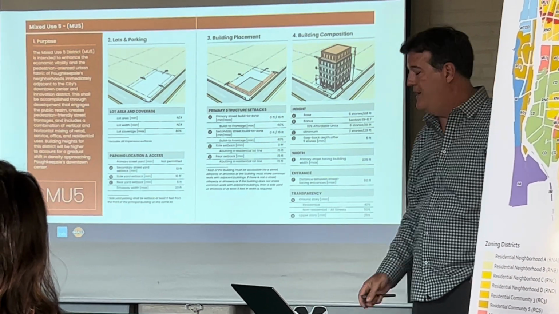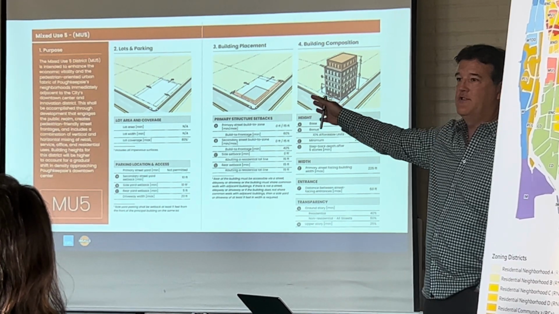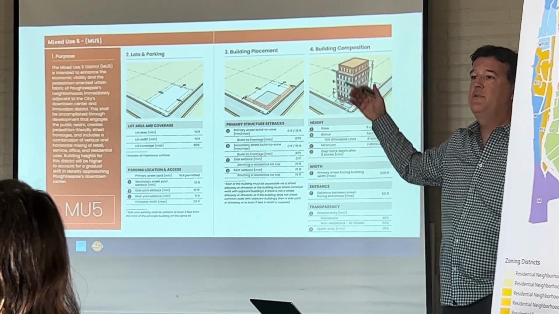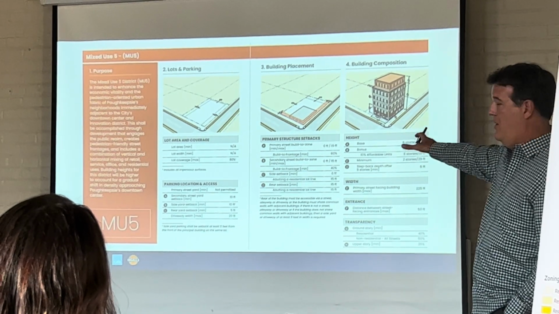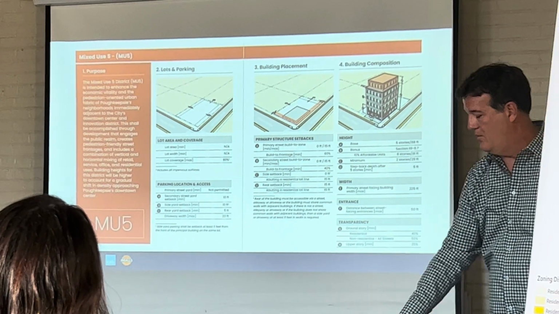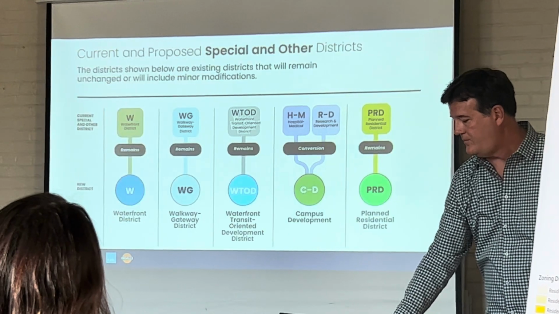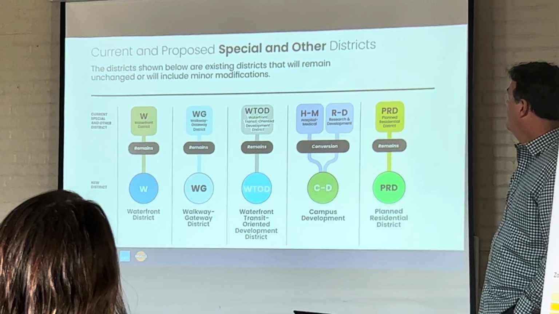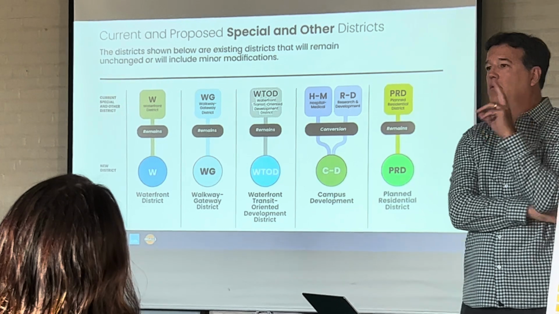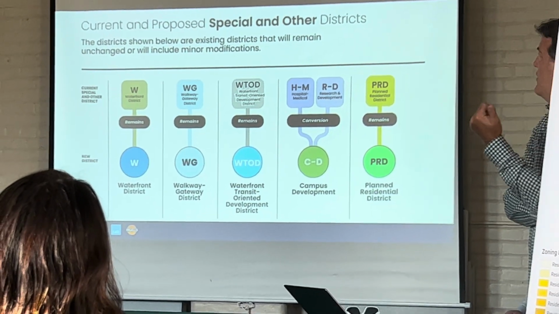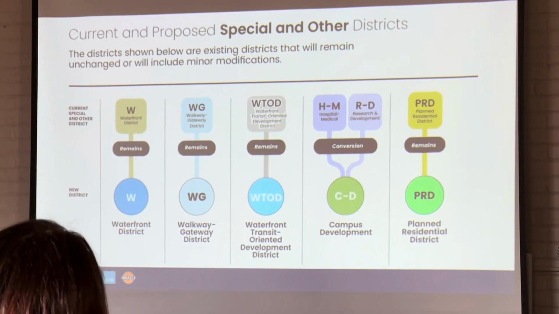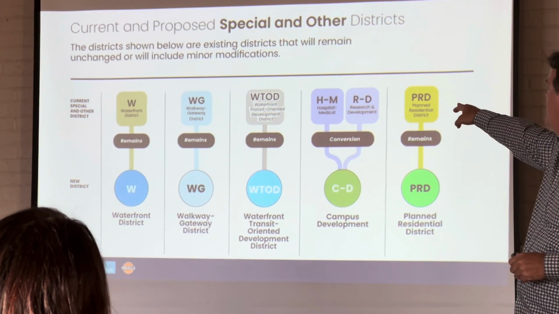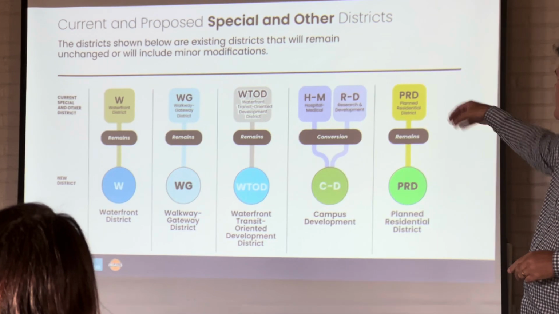And again, just like we did with the residential districts, there's a spread on the far left side. There's a purpose statement of the intent and purpose of that district, and then all the dimensional requirements that go along with that particular district. And then we also have a series of what are referred to as special districts: the waterfront district, the waterfront transit-oriented development district, the hospital medical, and then research and development.